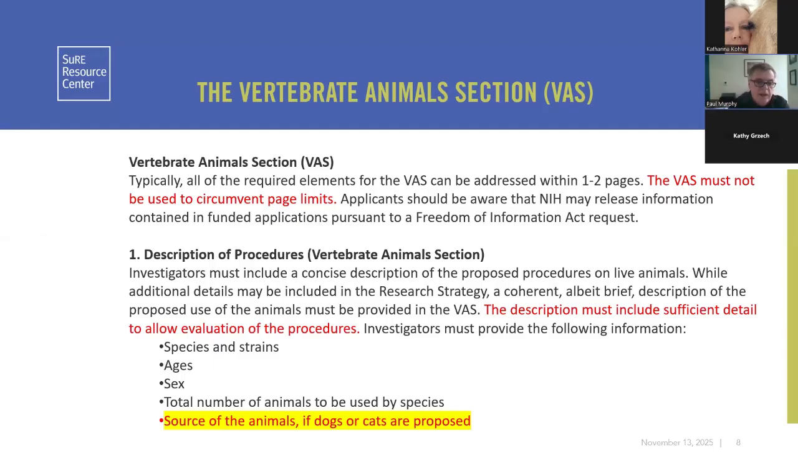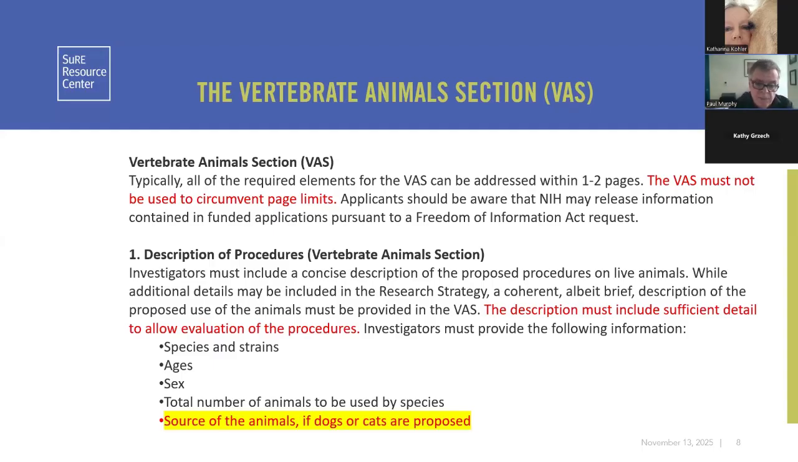So you have to include a concise description of the procedures of live animals. This is the first component of the vertebrate animals section. While you can put additional details in the research strategy section, you want to have descriptions of the procedures here as well as the number of animals used. And the description has to include sufficient detail so that the reviewers can understand what it is that you're doing.